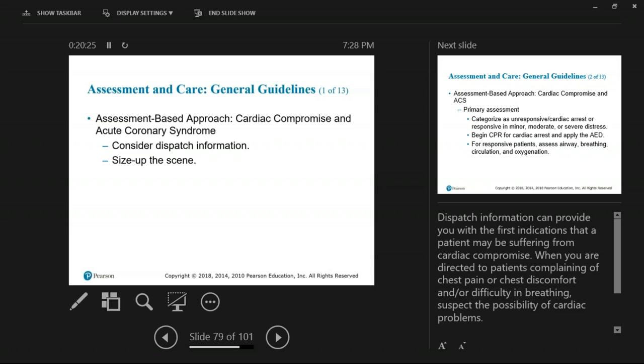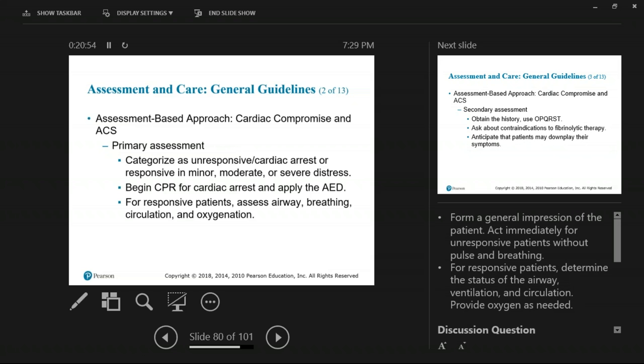What is dispatch saying? Hopefully they're doing EMD, emergency medical dispatch, and their assessment's going to be a little bit more accurate than from dispatch that's not. However, it's up to you when you do your walk-in-the-door triage and your general scene size-up and start assessing the patient. You're the one that's going to have the best and most accurate information after getting that good size-up.